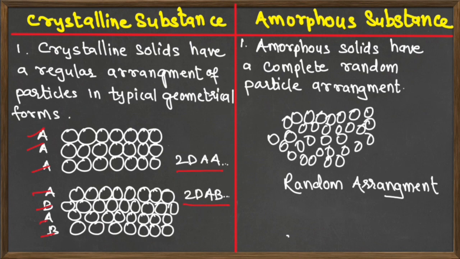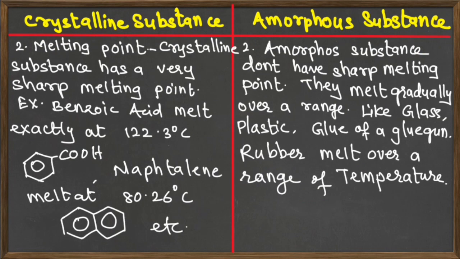Okay, and amorphous substances, they don't have any typical geometrical arrangement. Amorphous solids have a complete random particle arrangement. You can see here I have tried to show some random arrangement of the molecules or particles.